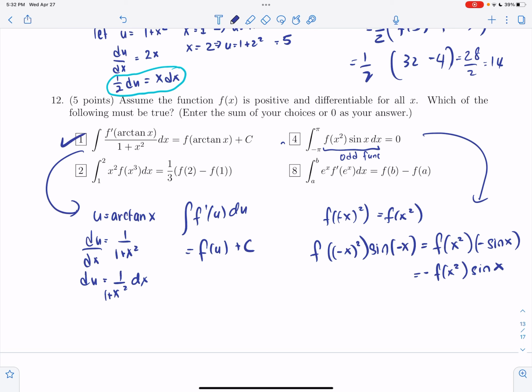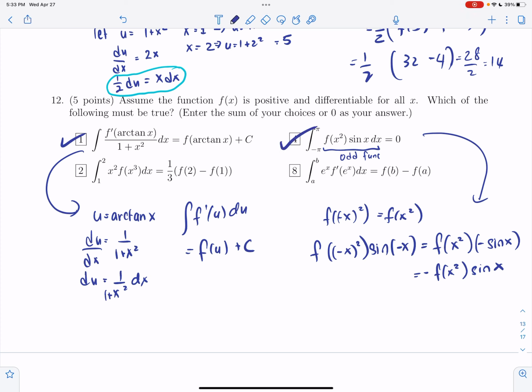And when you integrate an odd function over a symmetric interval like this, what must you get? You must get 0. So if you remember, we looked at things like the area under the semicircle. This integral will be 0, so you work this out just like that. It's very similar to that. So this one is true as well.